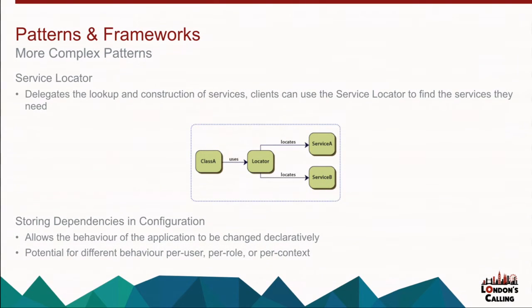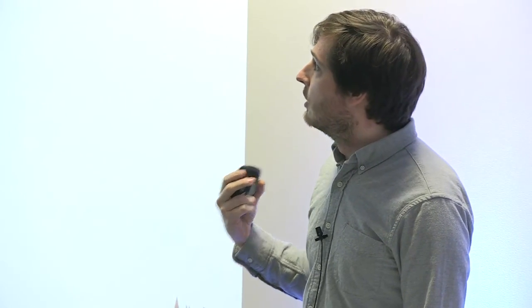Now, there's a couple of more complex patterns around actually grabbing these dependencies, because you're probably thinking, my constructors are going to get massive, I'm going to have tons of setters for putting all of these things in, and it's just going to be an absolute pain in the backside. Well, the main one that I want to talk about is the service locator pattern. This delegates the lookup and construction of services to a service locator. So, for example, you will at some point register all of your services.